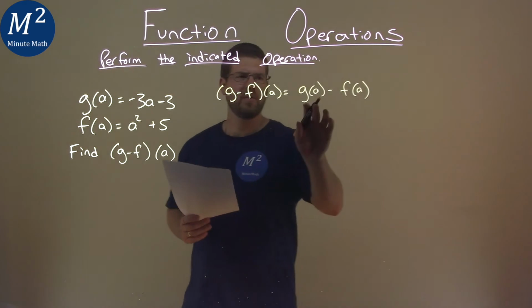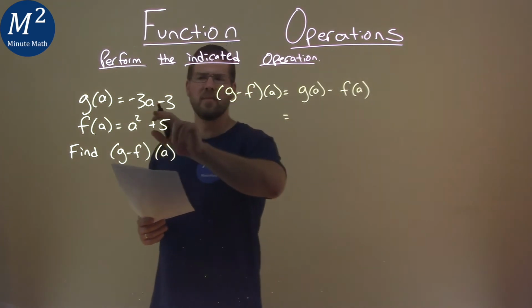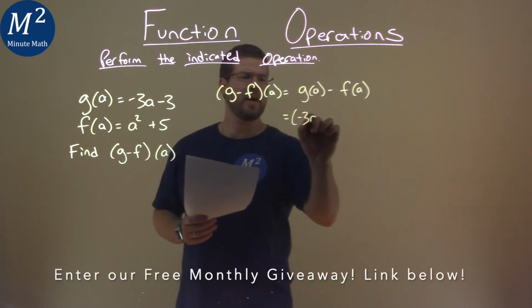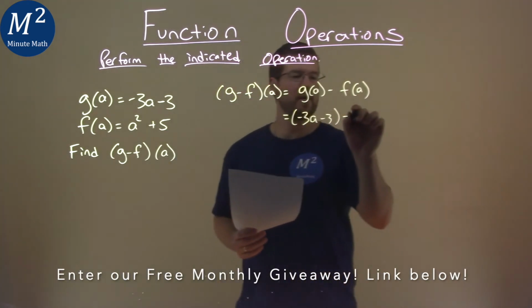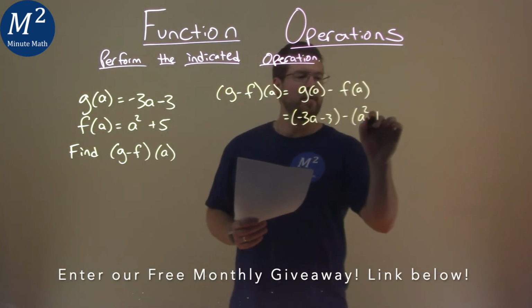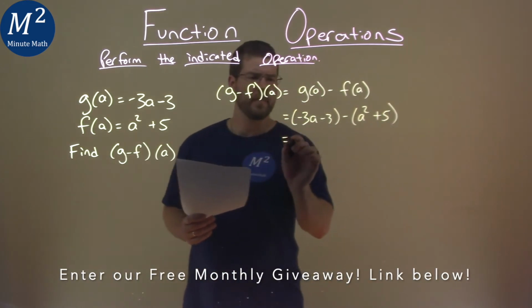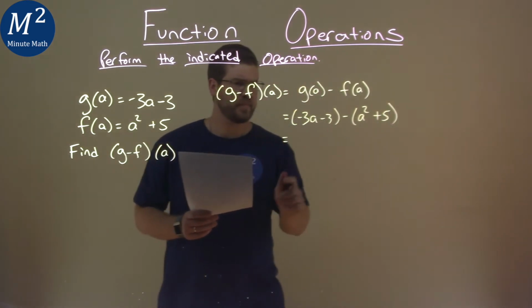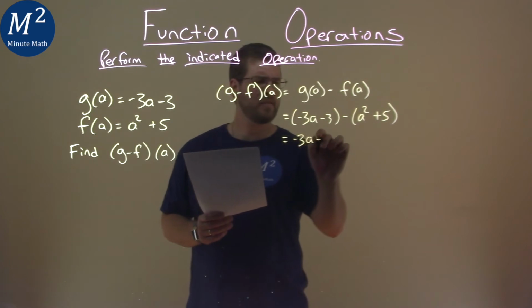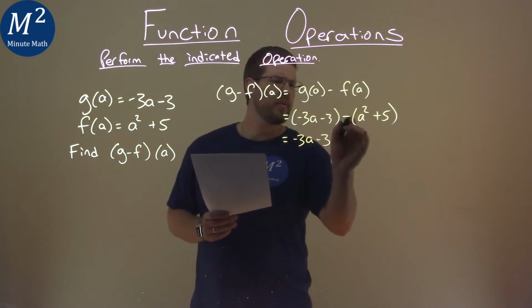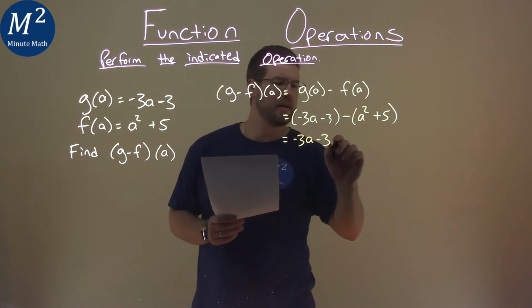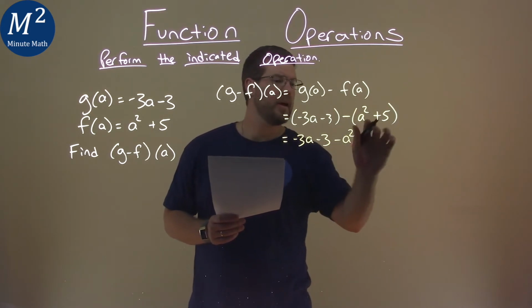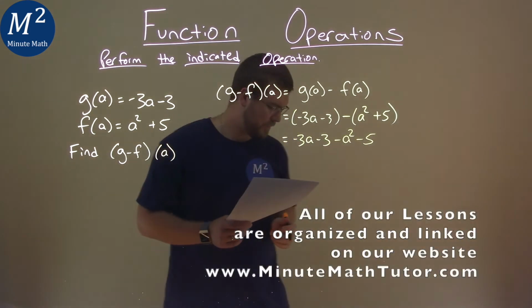So now, well, what's g of a? Well, we were given that in the beginning. That's a negative 3a minus 3. f of a, again, we were given, is a squared plus 5. So now let's simplify this. Well, negative 3a minus 3 just comes down. But be careful with this minus sign. Remember, it's to the whole f of a. So we have a minus an a squared here, and then a minus a 5.